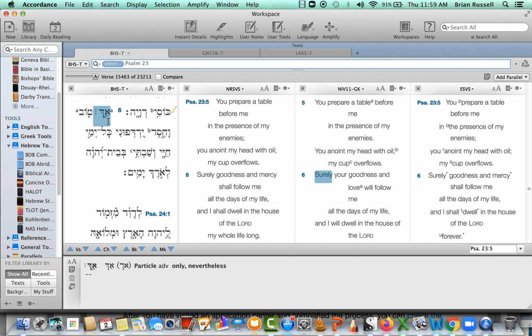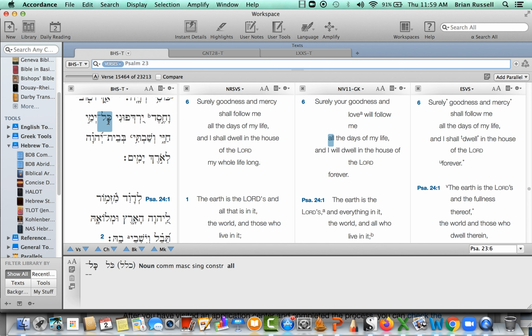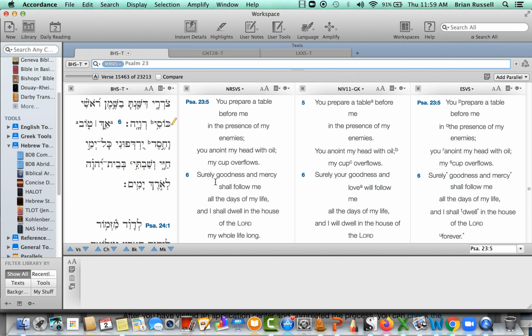Okay, it starts off with a particle, which we don't have to do much with, but this is "surely." And you might notice it's translated consistently here as surely. Surely goodness and mercy, but that's more of an exclamation. You'll see this in the Psalms, some surely, truly. Tov v'chesed, good and loving kindness. Now, here we have some differences in how best to translate chesed. That's not a grammatical thing, that's a lexical piece. You don't have to pay attention to that, but do notice chesed, that's God's covenant love.